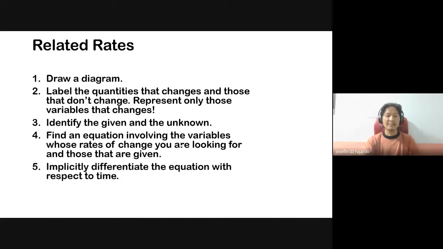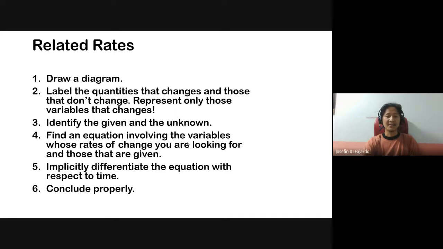Next is we implicitly differentiate the equation with respect to time. Okay, so we just get the derivative of both sides with respect to time. So dahil ang ginagawa natin dito is we're going to look into the rate of change, so we get the derivative with respect to time. So syempre, if we take the derivative with respect to time, we are actually getting the rate of change of that variable with respect to time. So parang yung dati, di ba, we just get the derivative of something with respect to x. Ngayon, gawin natin with respect to t lang.